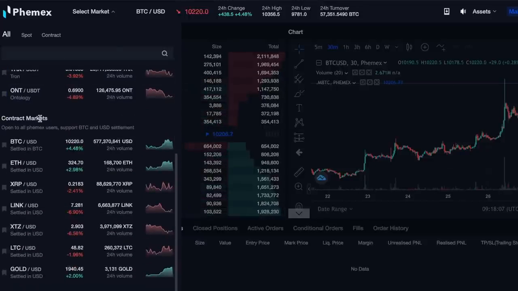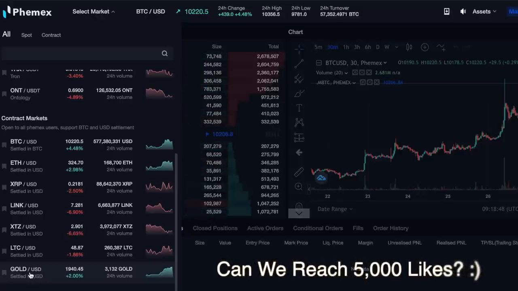We can see contract markets or derivative markets. We have Bitcoin, Ethereum, XRP, Chainlink, Tezos, Litecoin, and gold. Very interestingly, they have gold for derivatives trading. This makes Phemex unique, because Phemex is currently the only derivatives exchange in crypto that provides gold derivatives trading. But now to the point: the Bitcoin against US dollar pair is actually settled in Bitcoin. But if you go to Ethereum against the US dollar, it's settled in US dollar. XRP is also in US dollars. So all of these altcoins and gold are settled in USD, while Bitcoin is settled in Bitcoin.